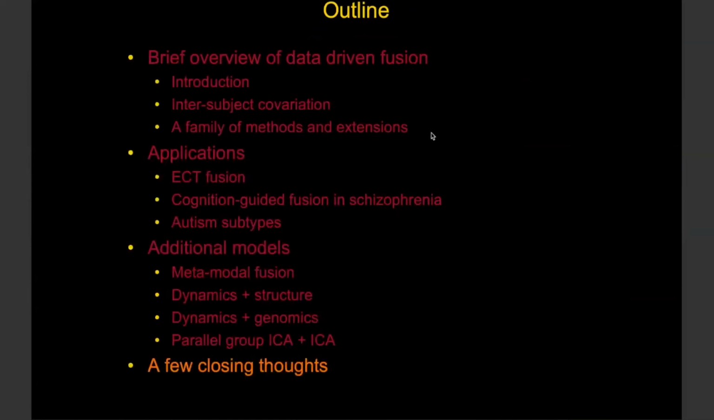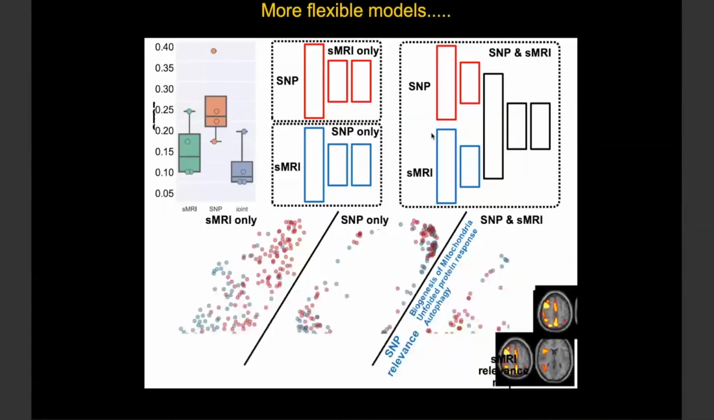Okay, so a few closing thoughts. I just wanted to say that more flexible models is the theme here. They keep getting more and more complex, but more flexible. There's a trade-off there. But it's pretty clear that flexibility is important. So here's structural MRI data, separating schizophrenia from healthy controls reasonably well.